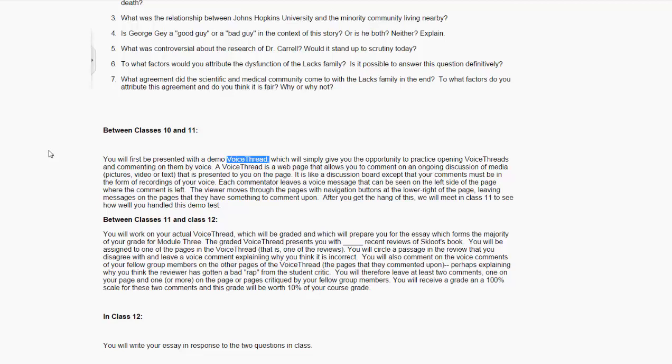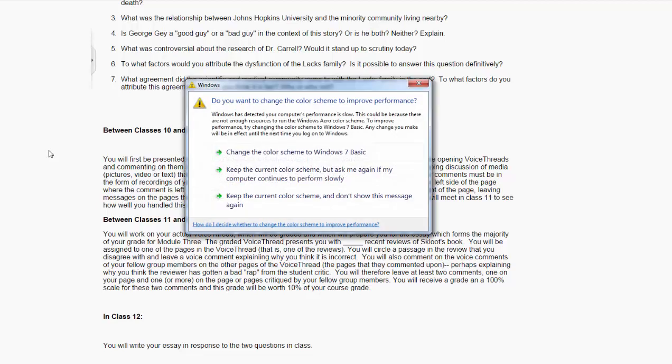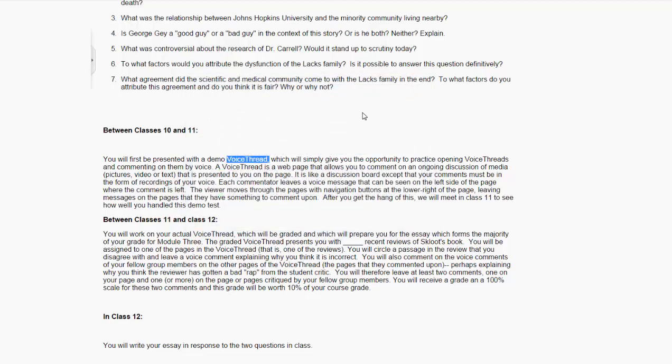Now, this is going to be a challenge for students because students don't like to be heard. They don't like to have their voice recorded and listened to by other people.